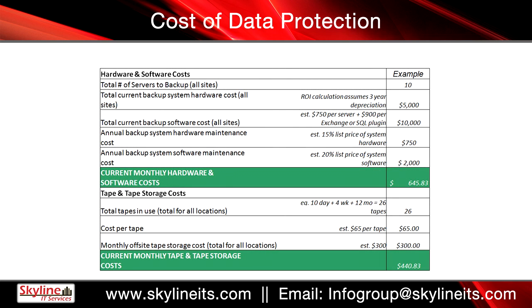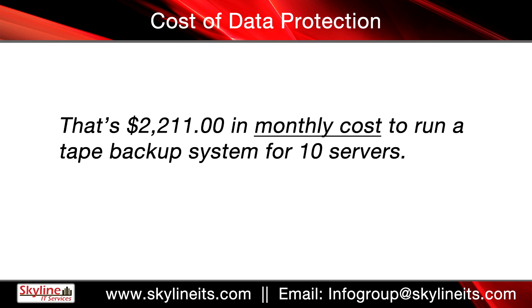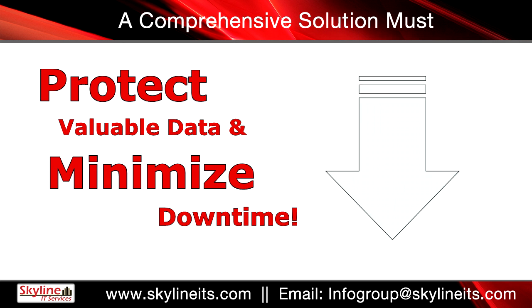In the following matrix is an example of the cost for data protection where a business has 10 servers, a tape backup system, off-site storage for archival tapes, and operational cost. As you can see, once the costs are annualized and broken down monthly, you have an estimated $645 monthly for hardware and software, $440 monthly for tapes and tape storage, and $1,125 in monthly operational cost. That's $2,211 in monthly cost to run a tape backup system for 10 servers.